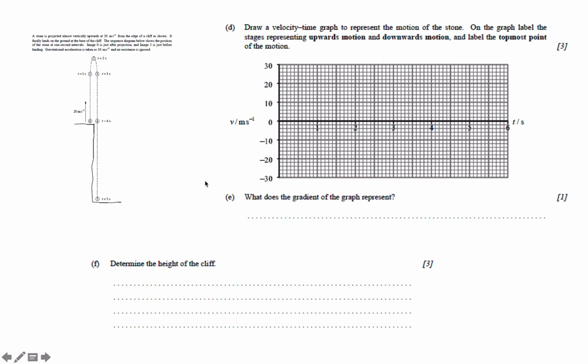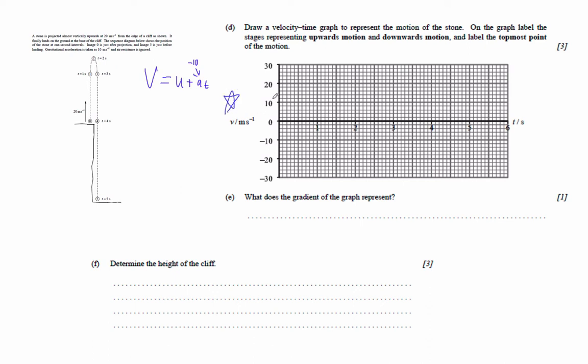Okay. And then it says, D, draw a velocity-time graph to represent the motion of the stone. Well, I think you figured it out. Use this formula if you don't know what to do, v equals u plus at. Acceleration is negative 10, okay? The initial velocity is 20. Just make a table, make a graph.